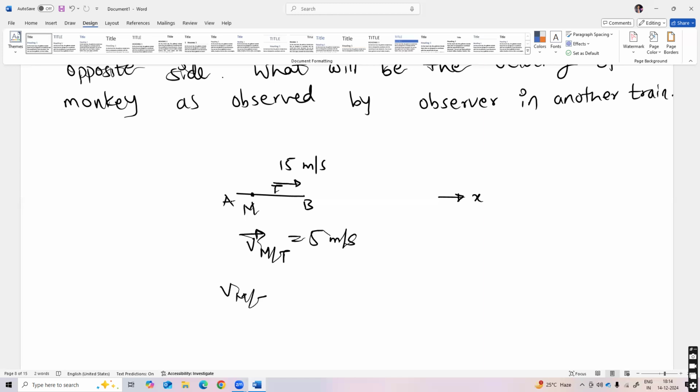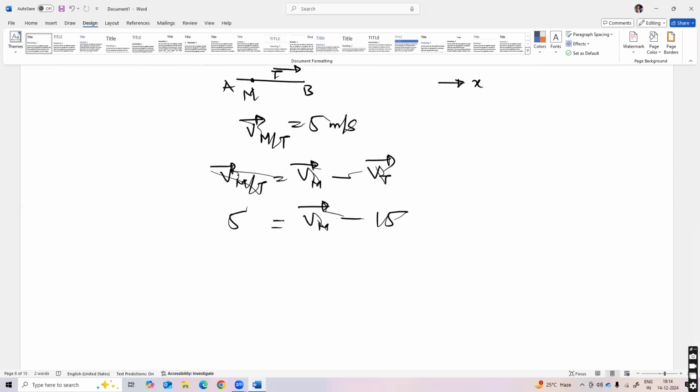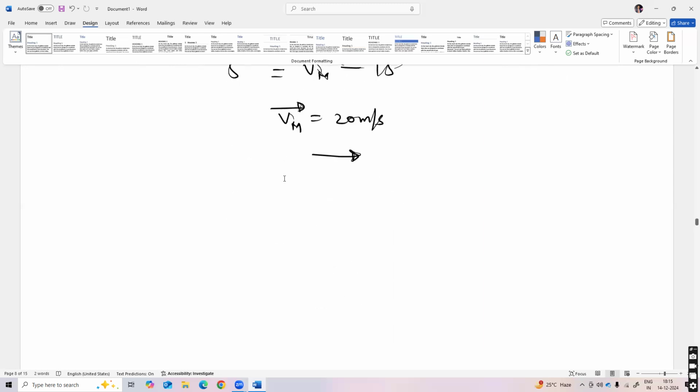So you know that V_M/T is basically equal to V_M minus V_T. The velocity of the monkey is not known. The velocity of the train is 15 meters per second. The relative velocity is 5. So the absolute velocity of the monkey is basically 20 meters per second in the positive x direction.